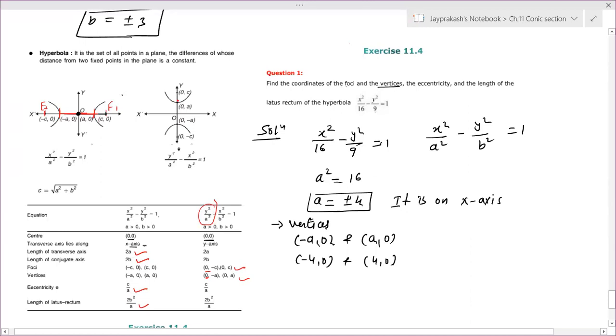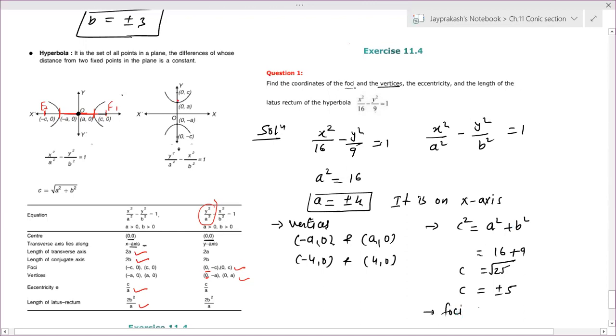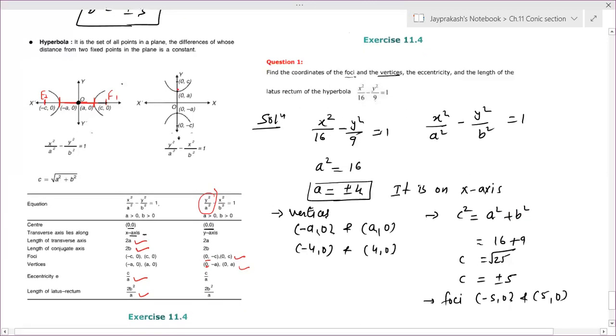So the vertex is done. Now we need to find the foci. For that we have to calculate c square is equal to a square plus b square. So it's 16 plus 9, 25. So again c is equal to plus minus 5. So we have foci minus 5 comma 0 and 5 comma 0.